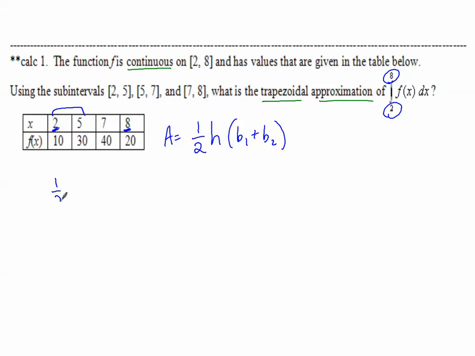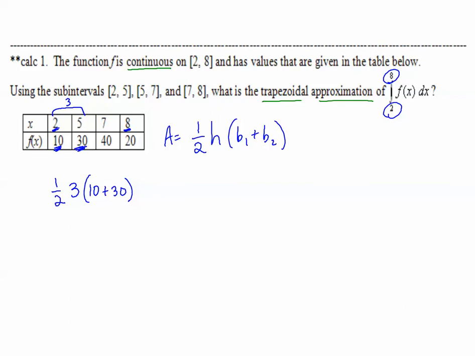So think of just finding each area. A half is in all of them. If we want to take out a half and use it individually, that's fine. How wide is it between 2 and 5? It's 3 units apart. So our first height is 3. We go up to the function value. This is our first base. We go up to the function value. That's our second base. So 10 plus 30.